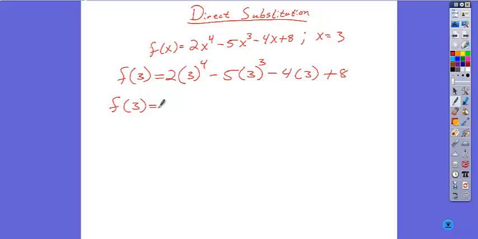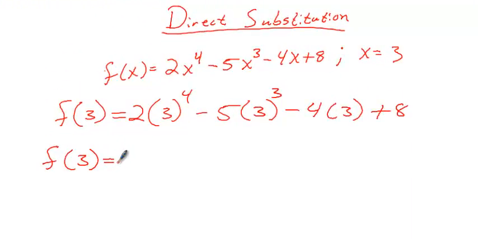Order of operations, what do I do first? Parentheses. Is there anything I can do to make those parentheses smaller? No, so what's after parentheses? Exponent. So what's 3 to the 4th? 81, right? 3 to the 4th is 3 times 3 times 3 times 3, right? What's 3 times 3? 9. So 3 times 3 times 3 times 3 becomes 9 times 9, which is 81.